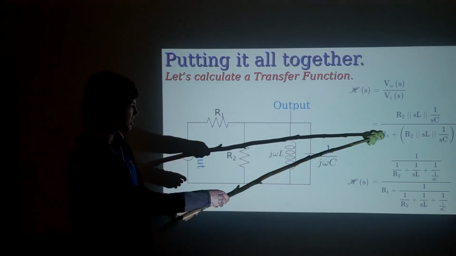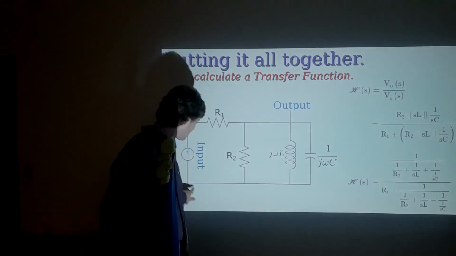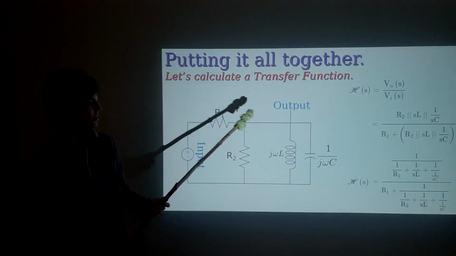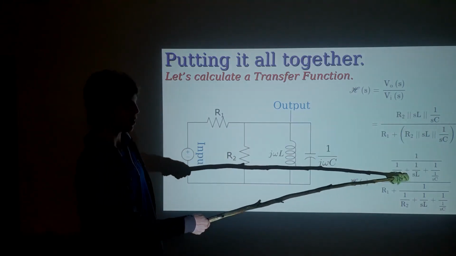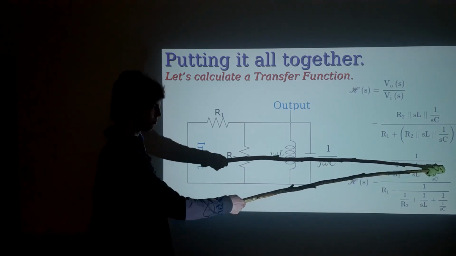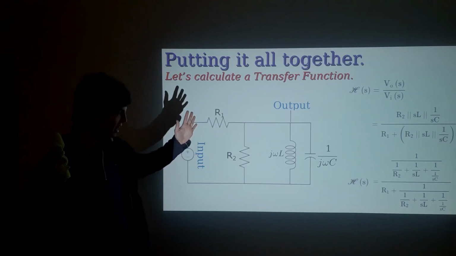For our input signal in the denominator, it's a similar thing. The pathway from here to here is this resistor in parallel with these three, right? So that's R1 plus this lot in parallel. Now we just combine them in the same way as we do resistors. 1 over the sum of the reciprocals. That's how we always combine impedances.